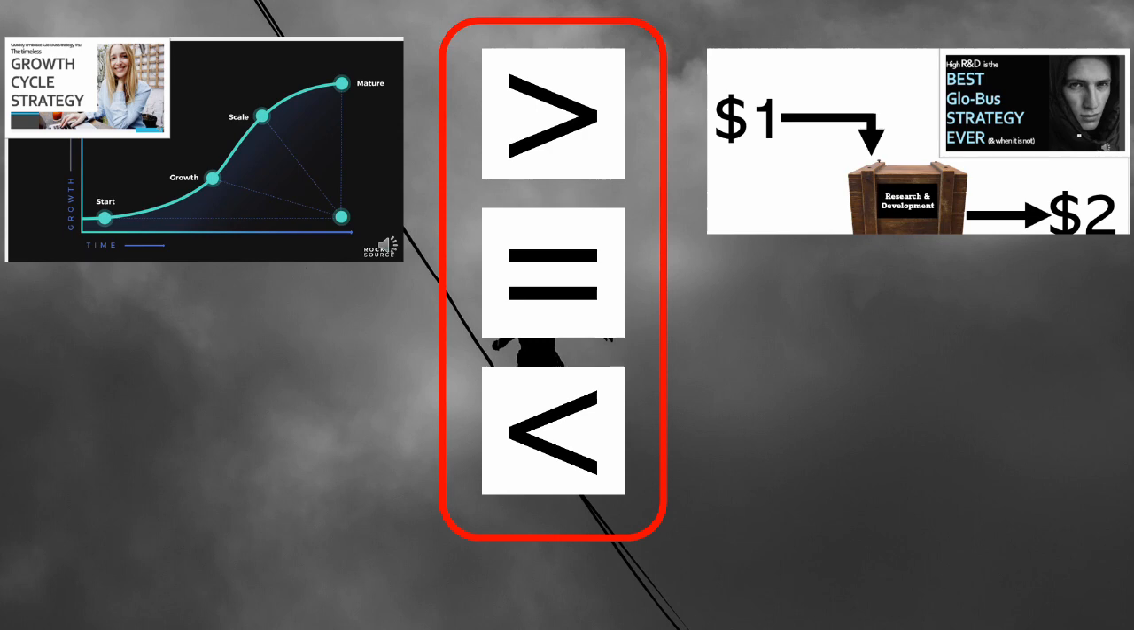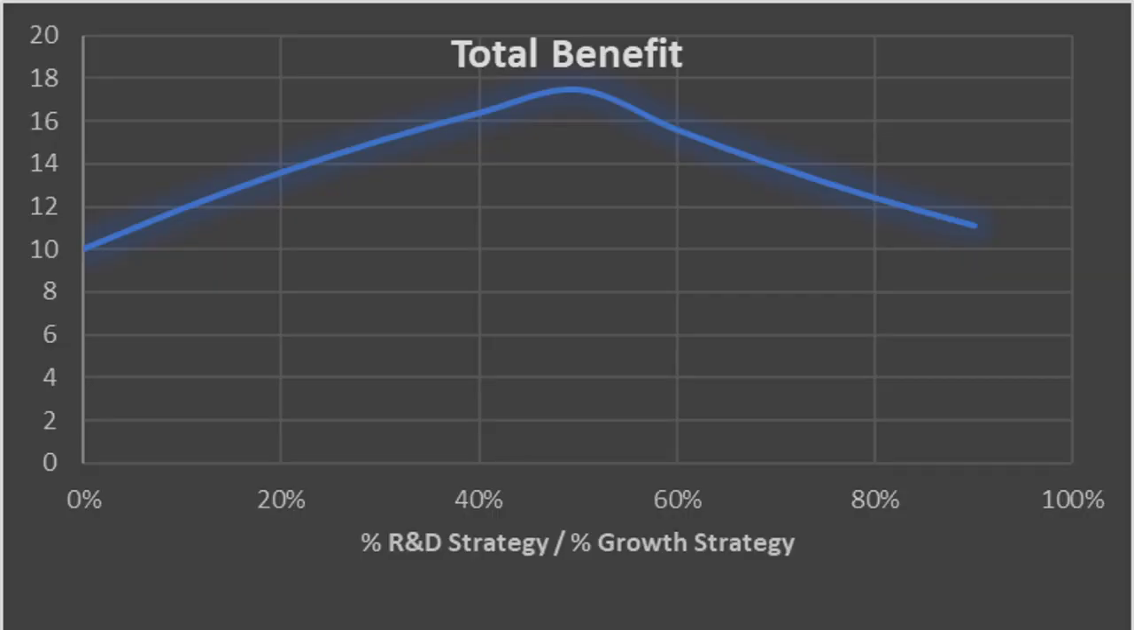But here is the problem. Both of these strategies, high growth and high R&D, take money now to get money later. And you have a limited supply of money now. Which do you spend money on first?